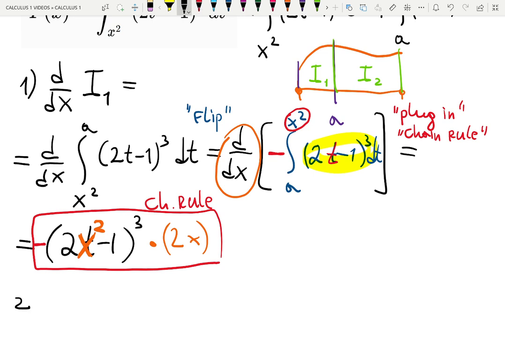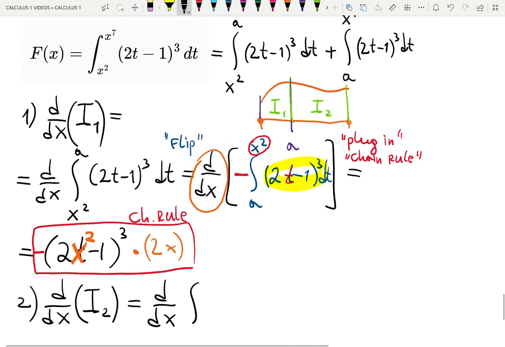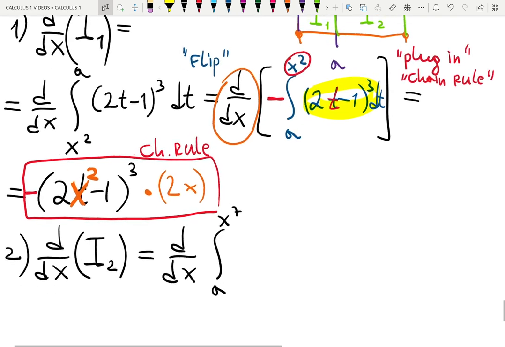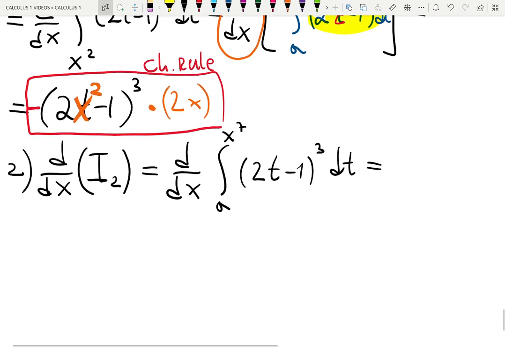Step 2, as you can see, it actually goes fast if you know what to do. Let's differentiate the second integral, which means it will be the derivative with respect to x of the new integral. It is from a to what? x^7 this time. Can you finish before me? I wonder if you can be faster than what I do. Try. (2t minus 1) cubed dt. No need to flip here, so I can skip that step.